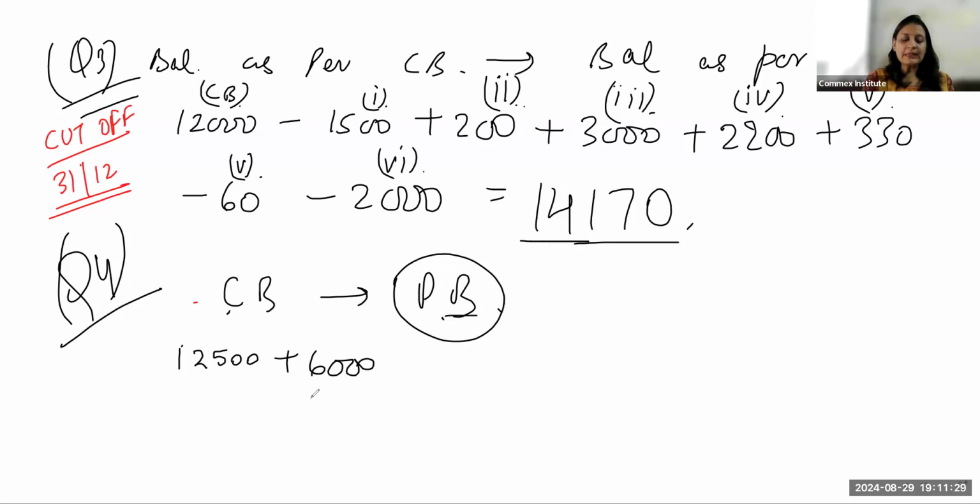Then checks deposited in the bank but not yet collected. Now, as soon as the cashier deposited the checks in the bank, he increased the balance. But the banker has not even collected, so the banker has not increased his balance. So the banker's balance is lesser. So we decrease it. We have to reach the banker's balance.